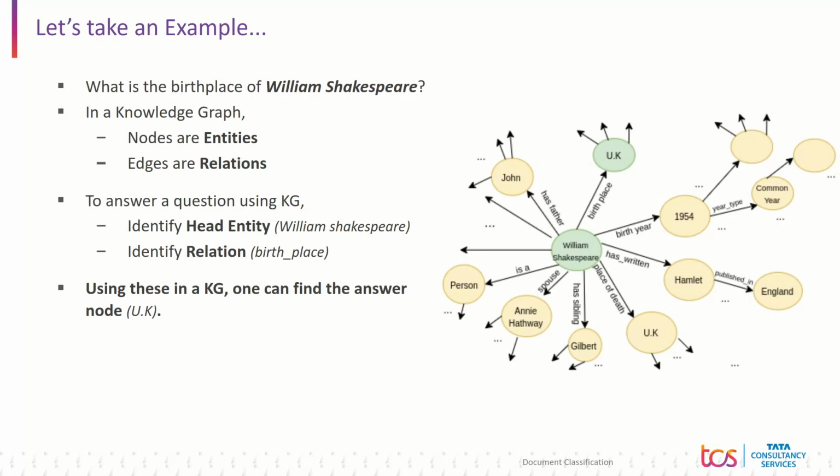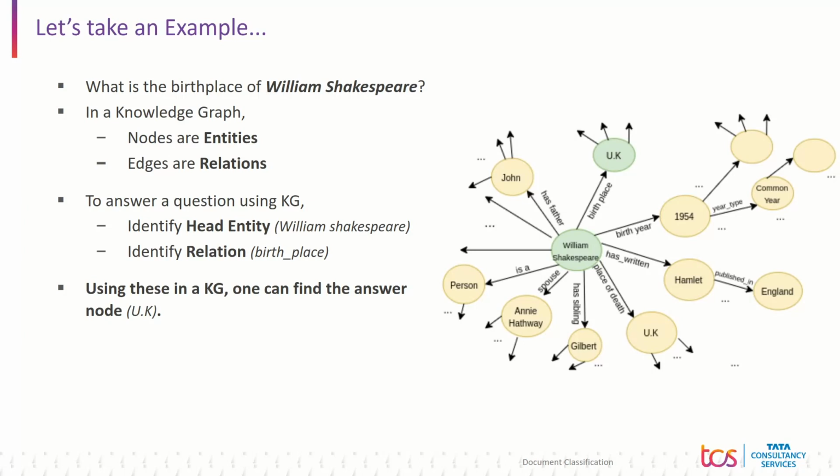Given the example, what is the birthplace of William Shakespeare? The first step is to identify William Shakespeare among all the world entities. After identifying the mentioned entity, the next task is to retrieve the correct relation, which is birthplace, among the pool of relations tagged to this William Shakespeare. And at the end, after correctly identifying William Shakespeare and the birthplace, we end up at the UK, which is the answer for the given query.